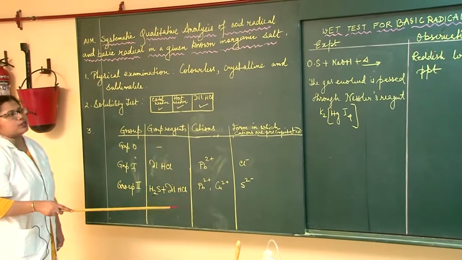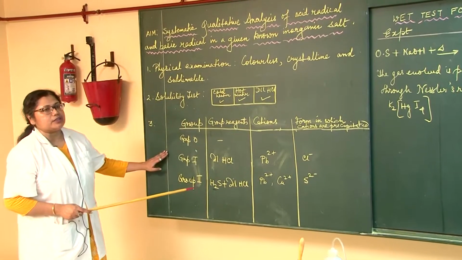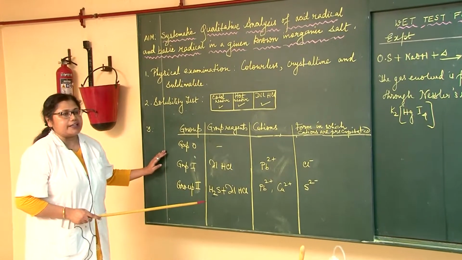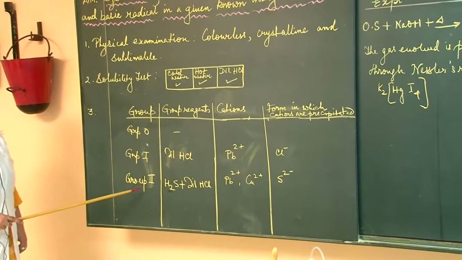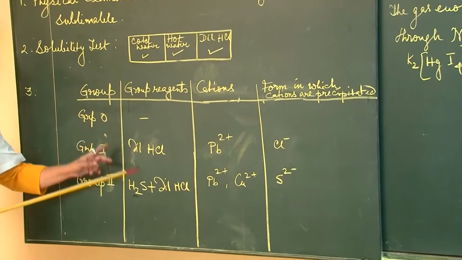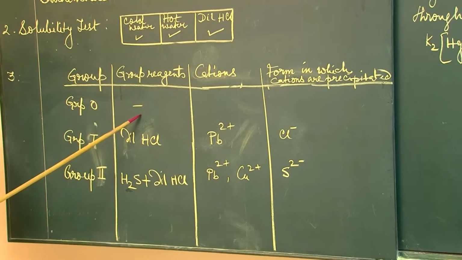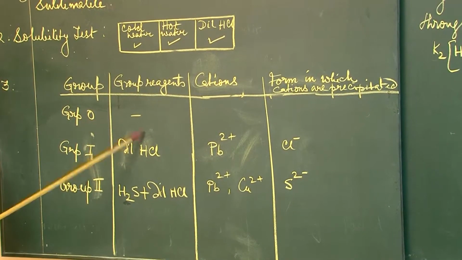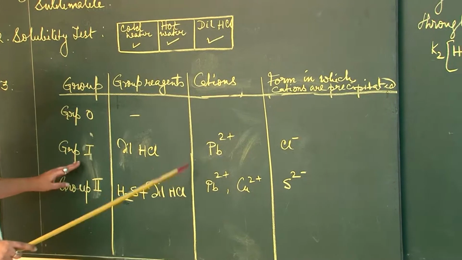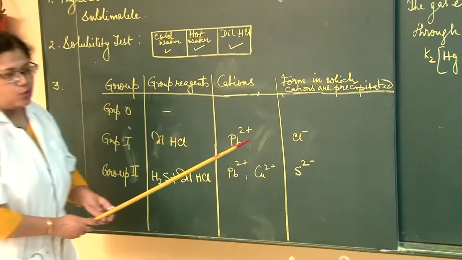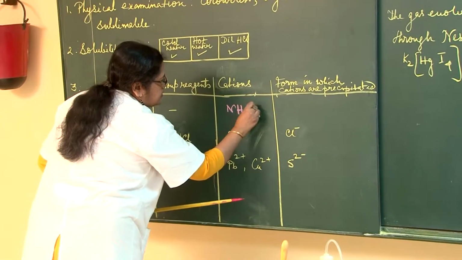Now, before we go for the activity part, let us understand how the basic radicals or the cations of the samples are categorized into different groups. Here we have group 0, group 1, group 2, where we use a particular group reagent. For group 0 as such we do not have any group reagent. For group 1 we have dilute HCl as the group reagent, and the cation categorized under group 1 is Pb2+. For group 0 we take NH4+ as the cation.